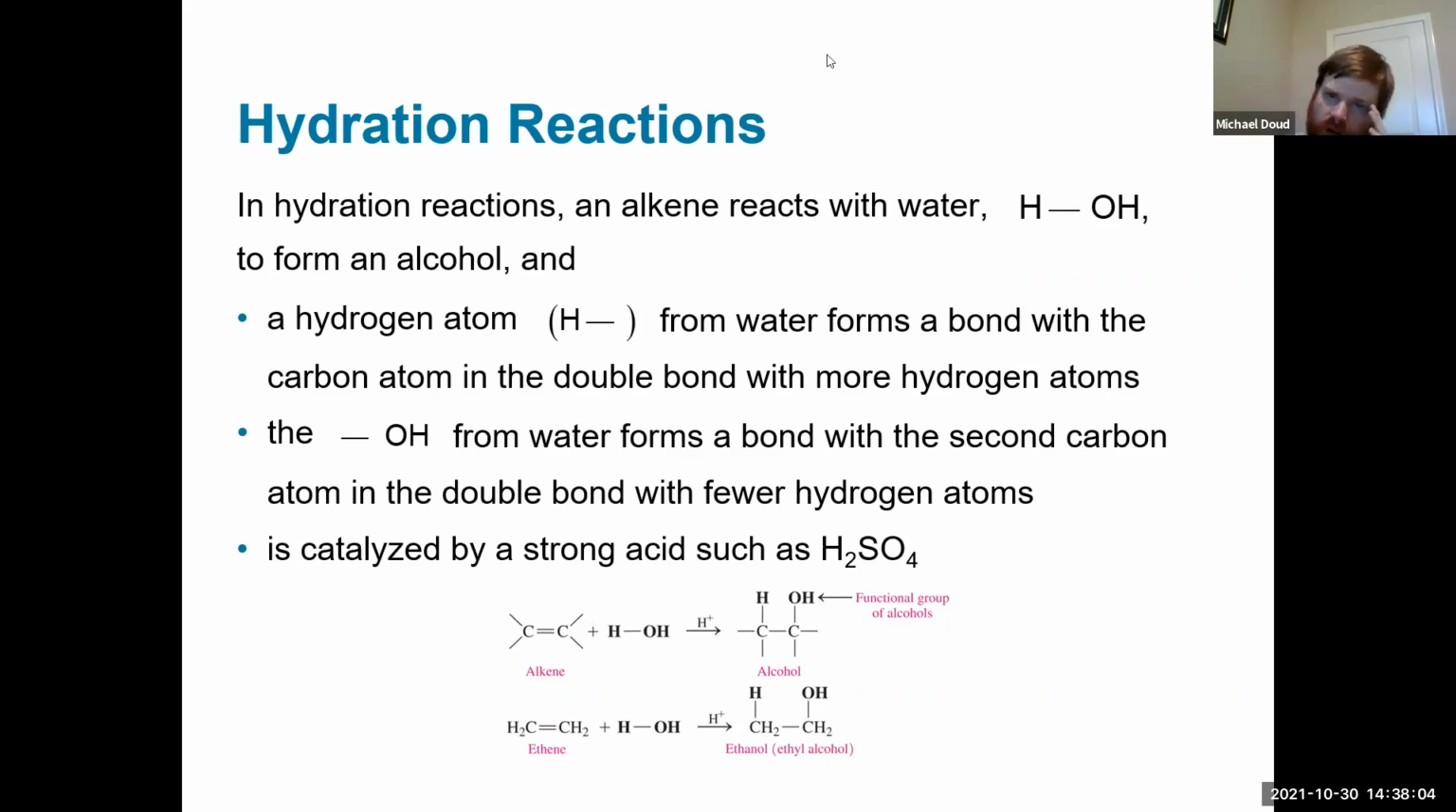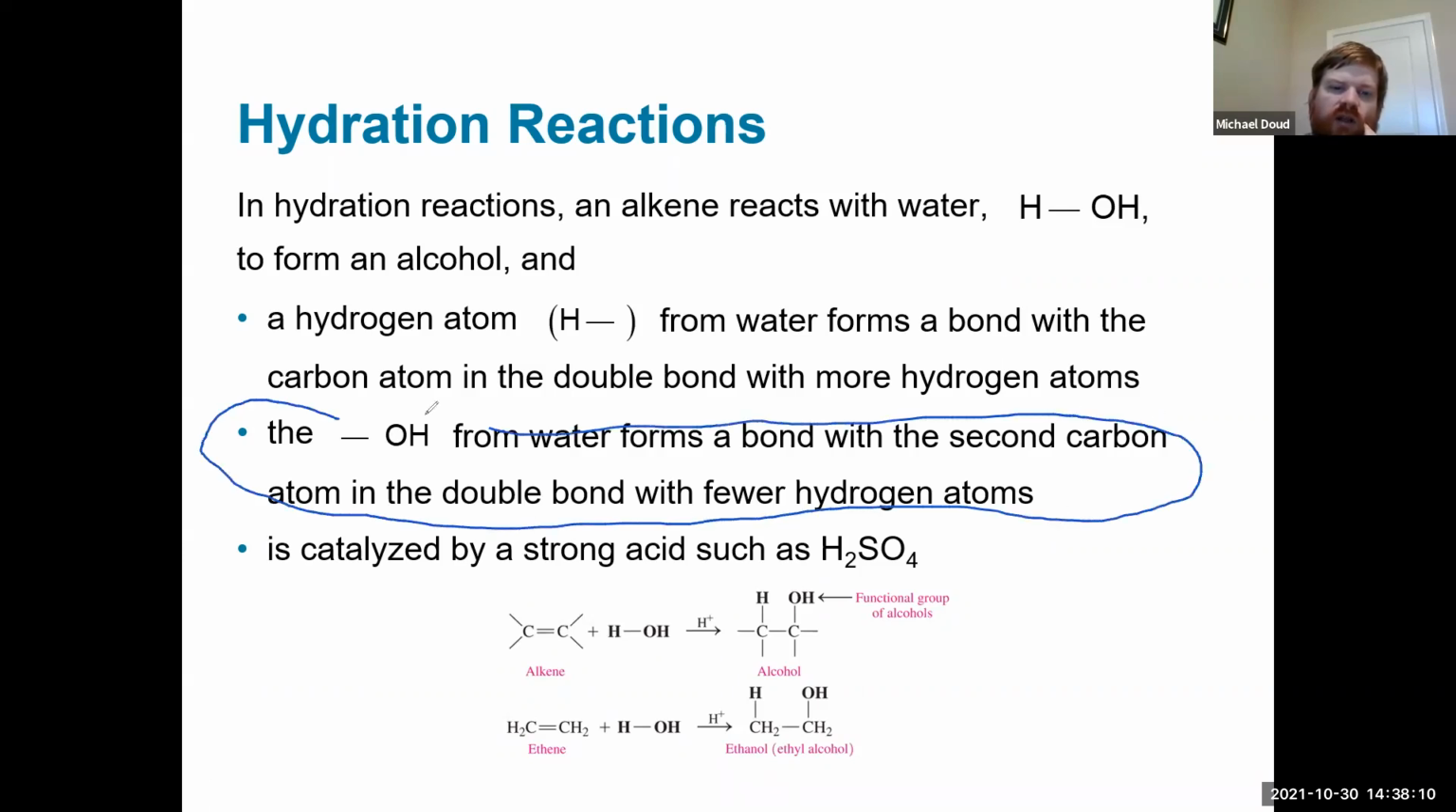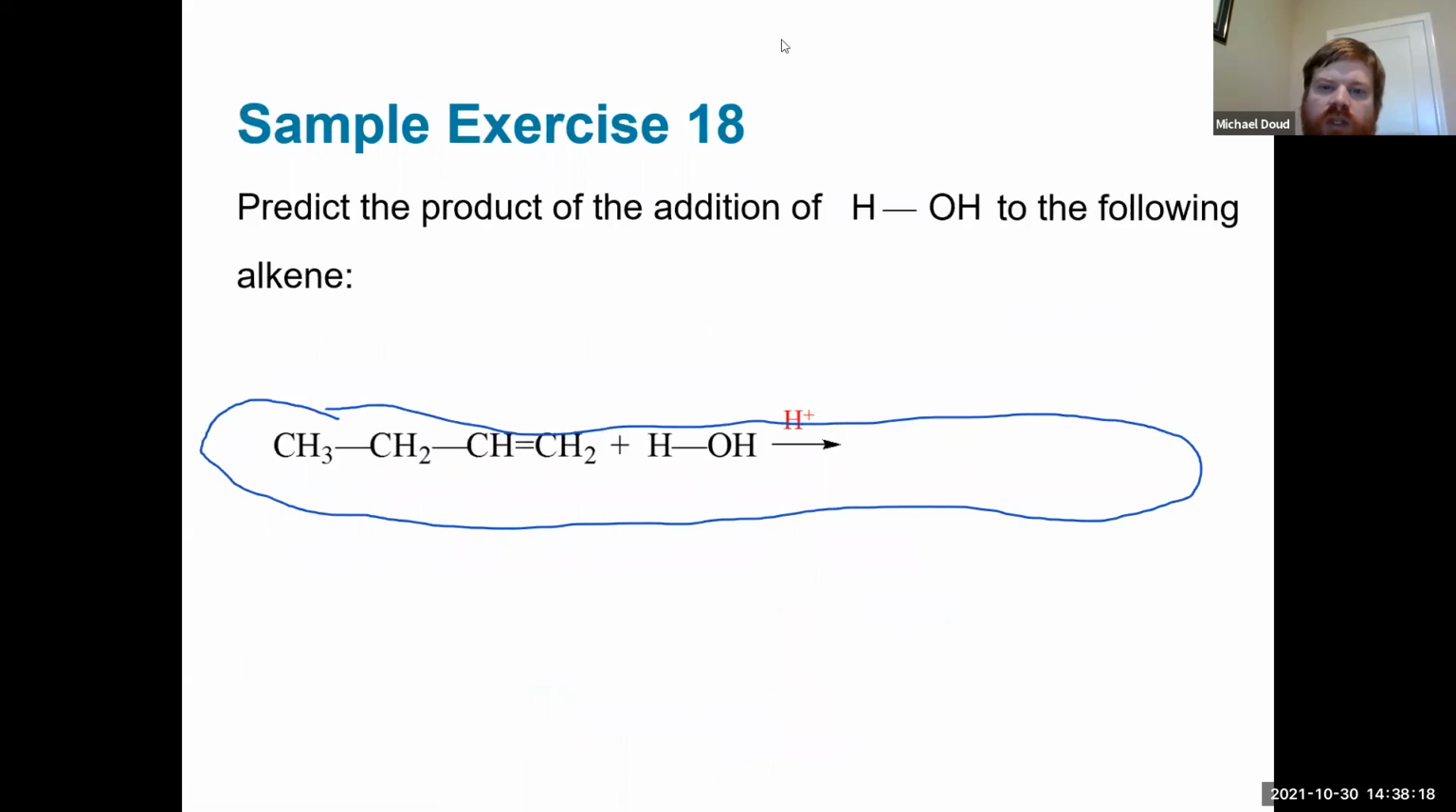Okay, here's the important part that I almost forgot to mention to you. The OH is going to form a bond with the carbon that's already bonded to the fewest hydrogen atoms. So that's going to show up here in this next one. So let's go ahead and clear this here.